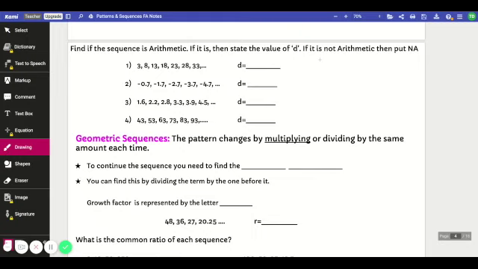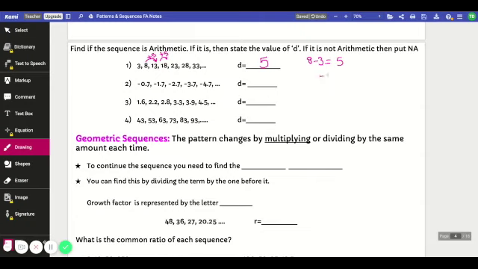So what we're going to do is subtract to find these. 8 minus 3 is 5. And what I would do is see if I'm adding 5 to 8, do I get 13? And I do. If I add 5 to 13, I should get 18. And we keep going. This checks out, so that means my common difference is 5.